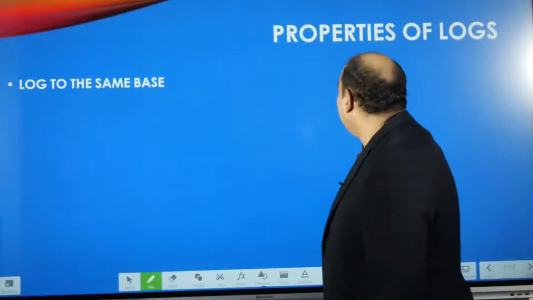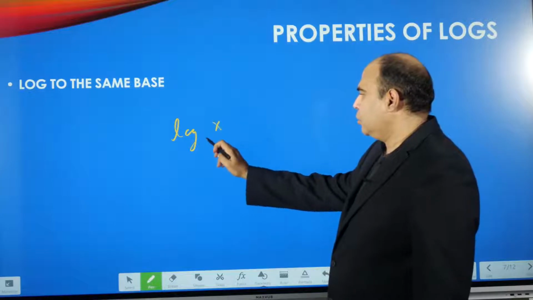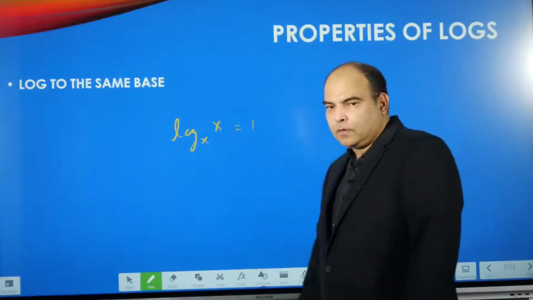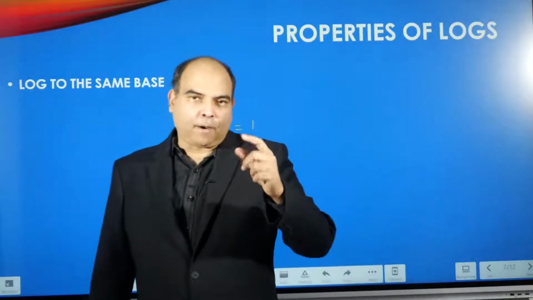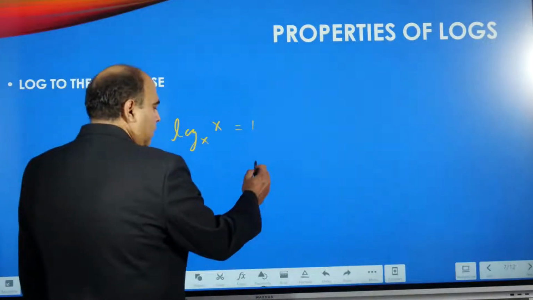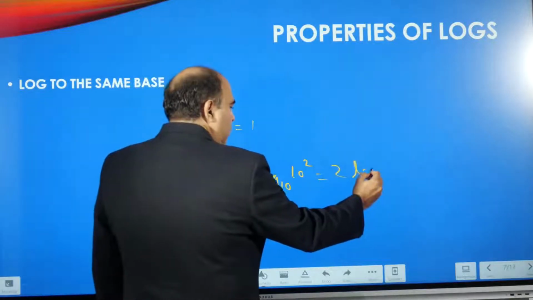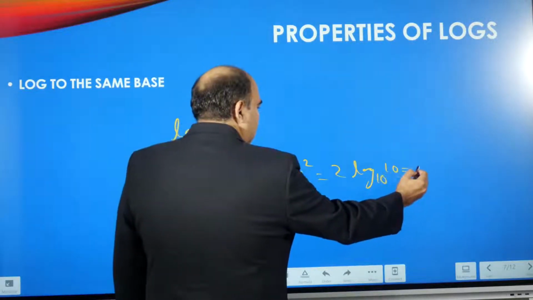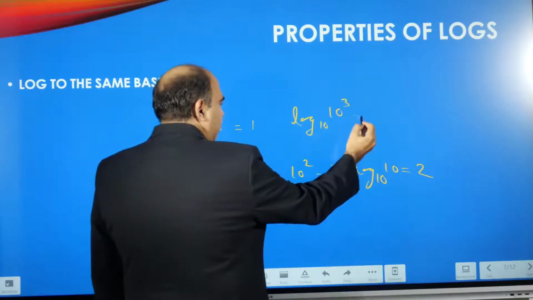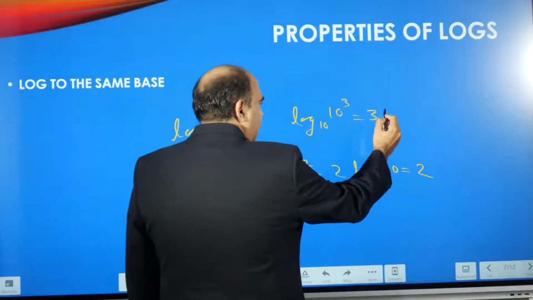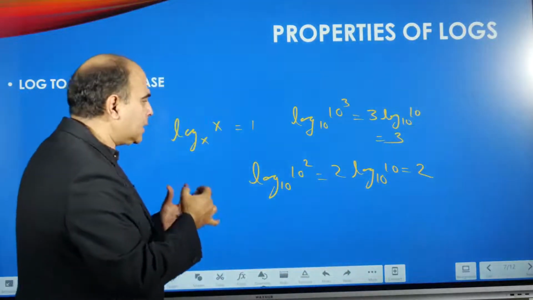Sixth point, you have to remember log to the same base. That means log of x to the base x is always 1. Log of a to the base a is always 1. Log of 10 to the base 10 is always 1. So if you combine the power rule and this rule, that's how you get log 10 square to the base 10 is equal to 2 log 10 to the base 10, which is 2. Log 1000 to the base 10 is log 10 cube, which is 3 log 10 to the base 10, which is 3. So the power rule and this combine.